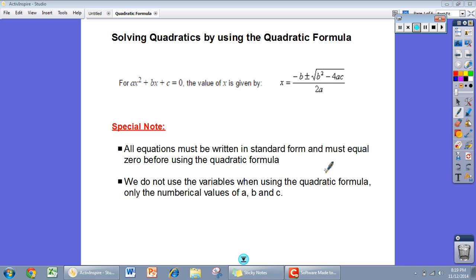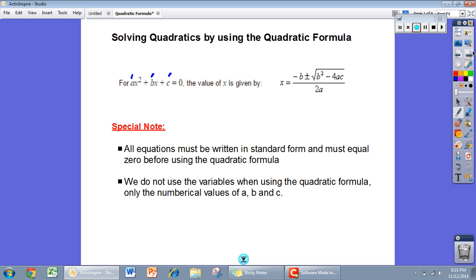Here's a special note, though, as I said, that all equations must be written in standard form and must equal 0 before using the quadratic formula. And some things that I've seen in the past from students is nowhere do we use the variables when using the quadratic formula. I'll see students put in the x's or x squareds. We don't use the variables. We only use the numerical values of a, b, and c. And this is what I mean by a, b, and c, the numbers located in those positions.